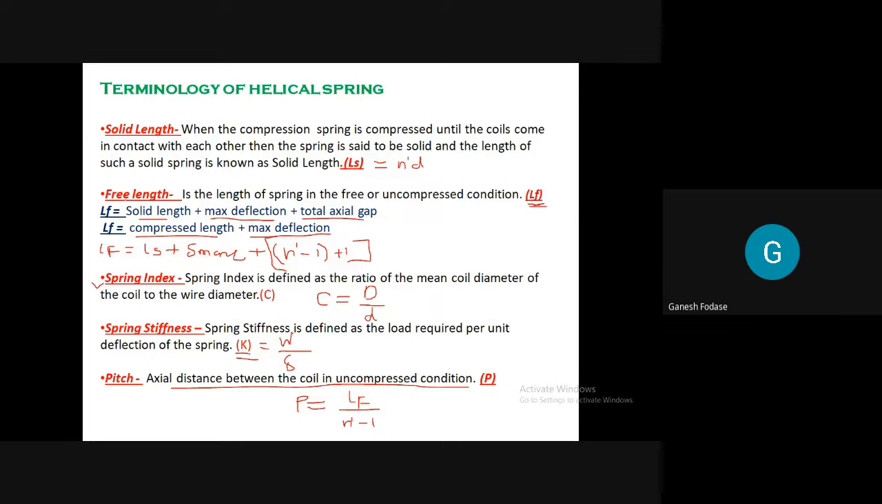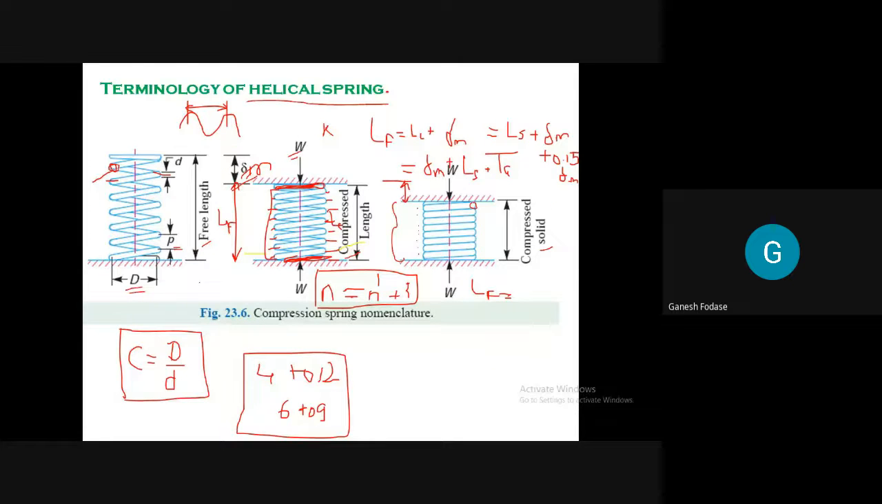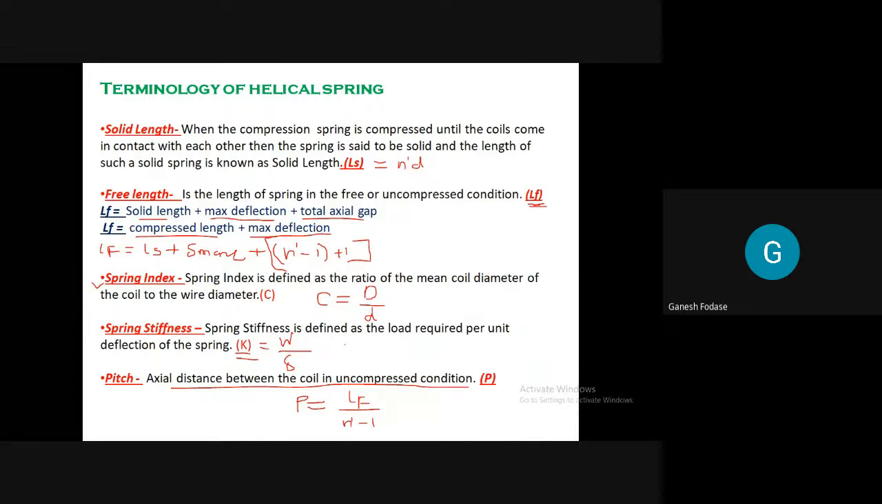Other terms I told you: solid length, free length, then spring index, and spring stiffness, one of the important ones. What is spring stiffness? Nothing but load required per unit deflection. So spring stiffness K is equal to W upon delta. W is in Newton and deflection in mm or meter, so Newton per meter or Newton per mm is your spring stiffness.